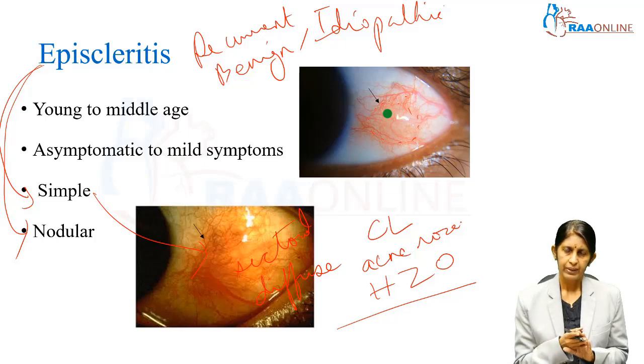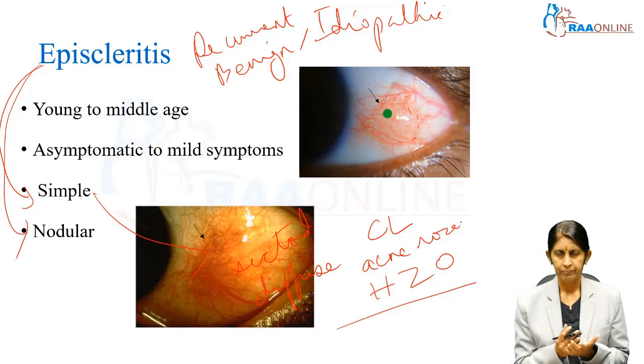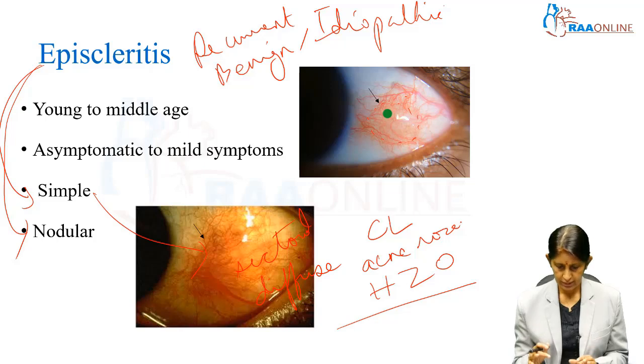Then you can have limbal papillae in vernal conjunctivitis. You can have parasitic cysts. So these are all differential diagnoses of nodules at the limbus, and definitely one needs to remember that nodular episcleritis is one of the most important differential diagnoses.